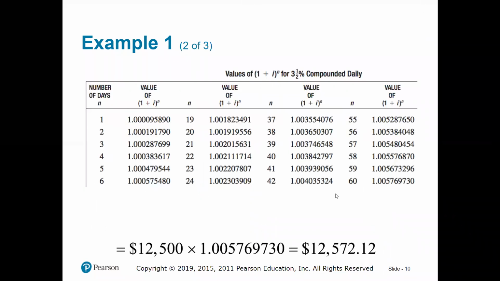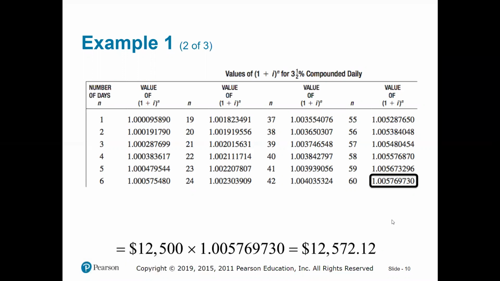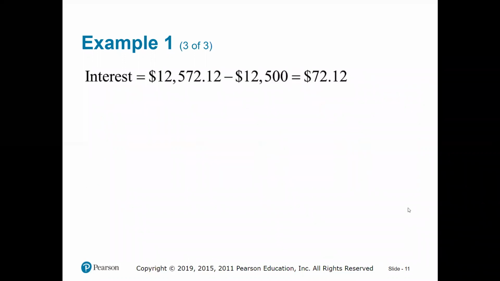So you go into the table, you go to 60 days, you find the value from the table. Now, you could have figured this out by yourself, but why do that when you can literally find it in a table? Anyway, that's the number you want to use. You multiply it, and then you take the difference. So she's getting $72.12 in interest.